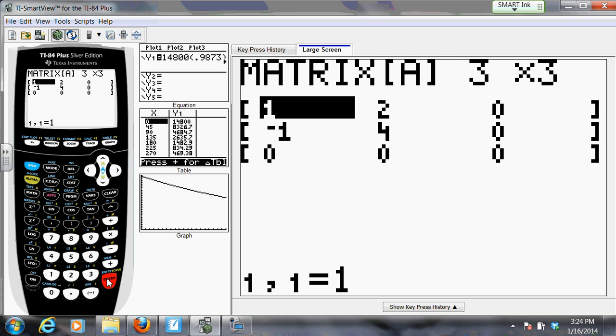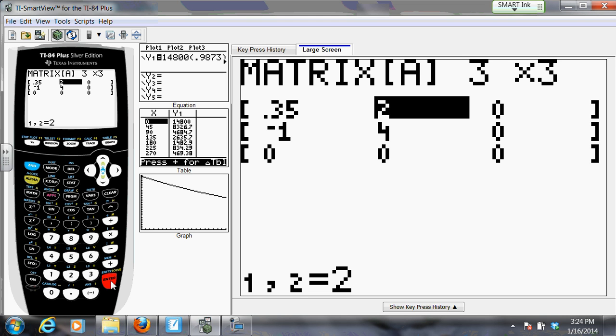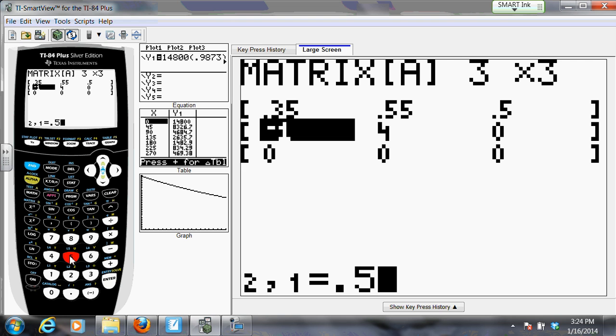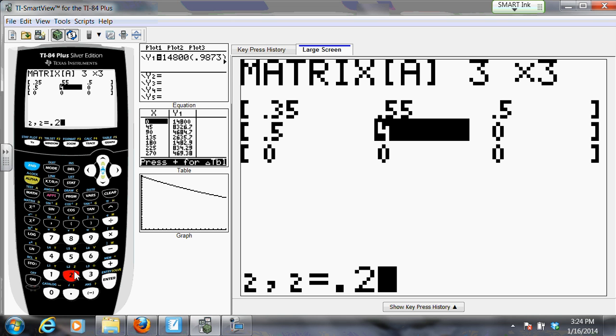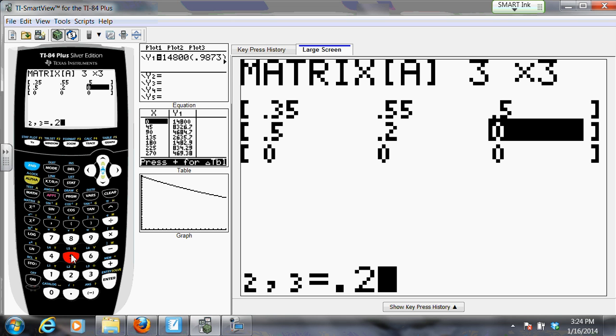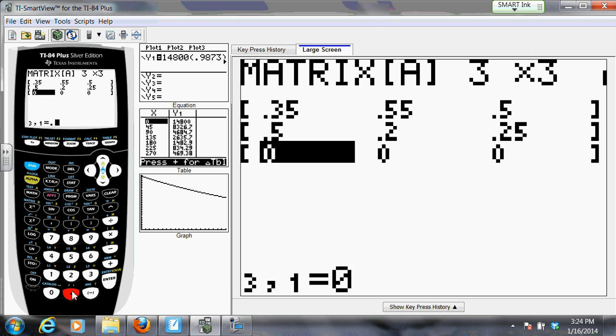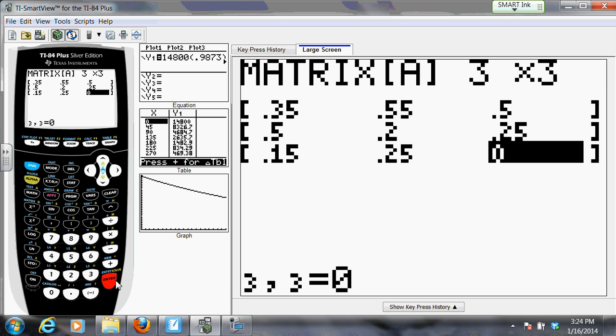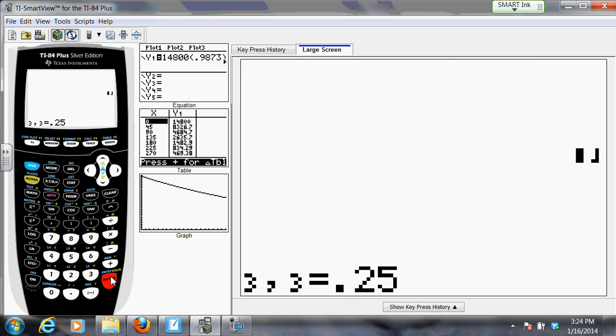We're going to edit matrix A and make it a 3 by 3. And our numbers are 0.35, 0.55, 0.5, 0.5, 0.2, 0.25, 0.15, 0.25, and then 0.25 again.